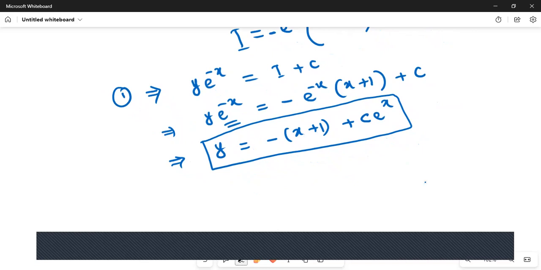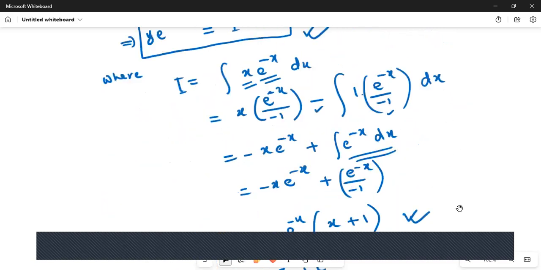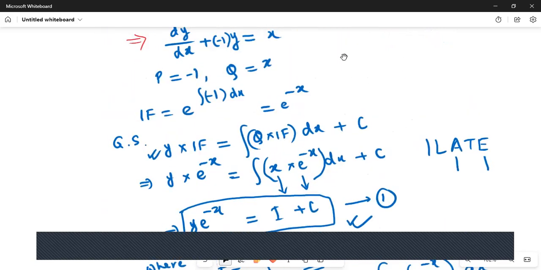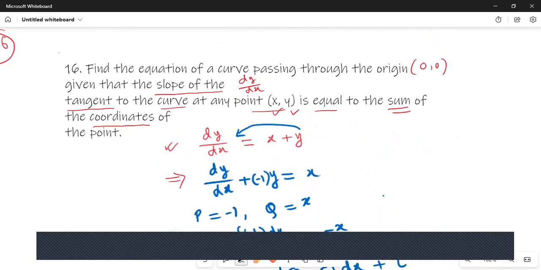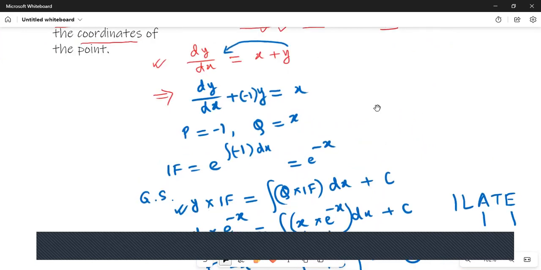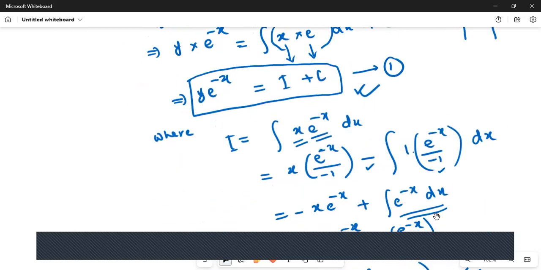Yes, sir. Okay. Now we will check the condition, because in the beginning they told that it is actually passing through the origin. Just check. They were telling that this particular curve, what you have got, is passing through the origin. So (0, 0). So x value is 0 and y value is 0. These two values we are going to substitute.